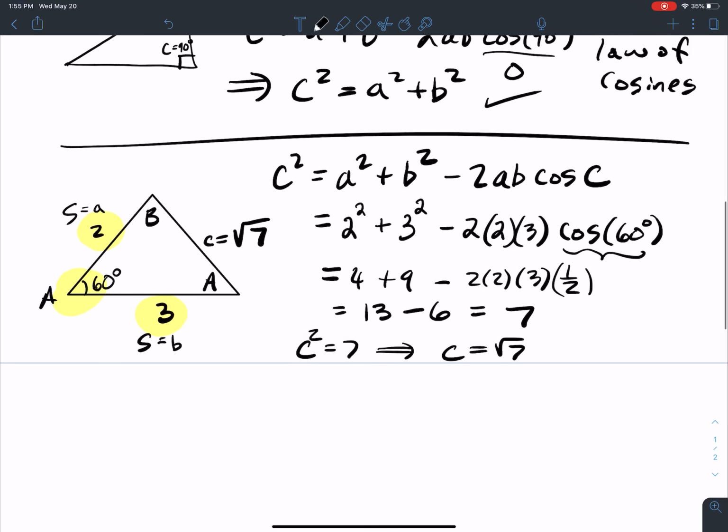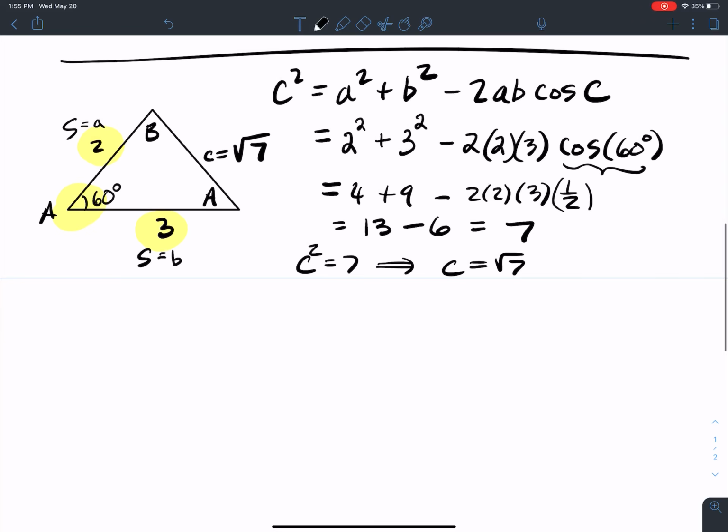Now, c is square root of 7. To get angles A and B, either the law of sines or the law of cosines can be used. It is preferred to use the law of cosines because it will lead to an equation with one solution. Using the law of sines would lead to an equation with two solutions that would need to be checked to determine if the solutions fit the given data. So choose any of the other formulas.